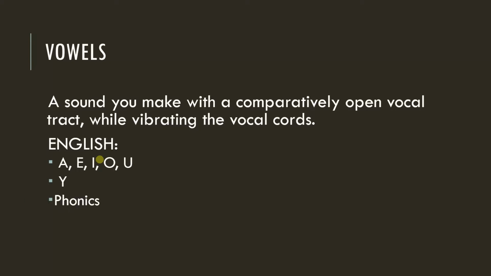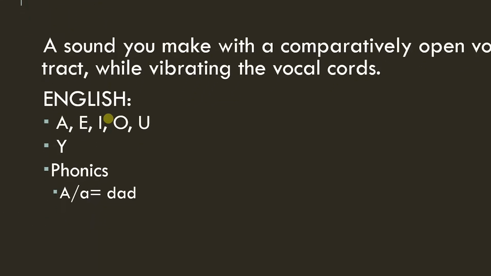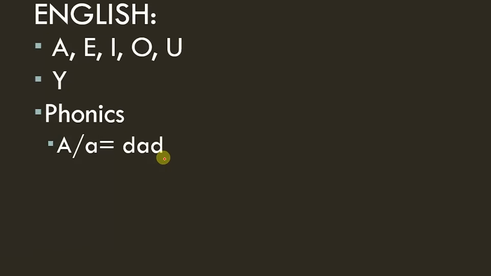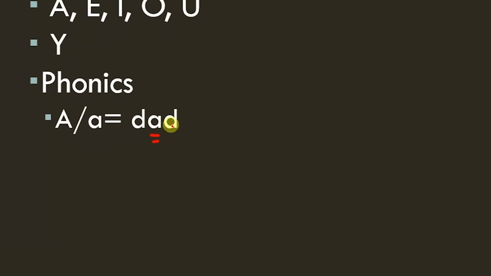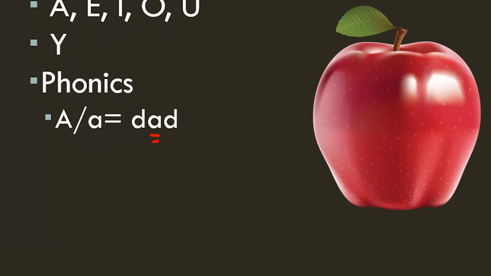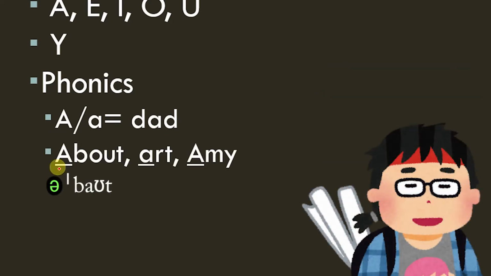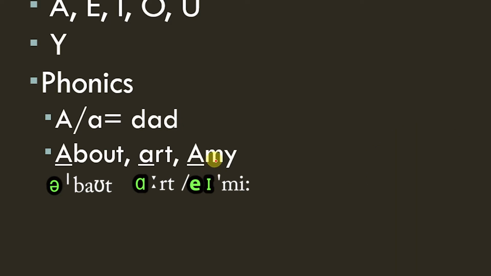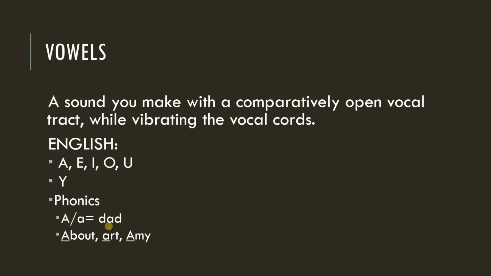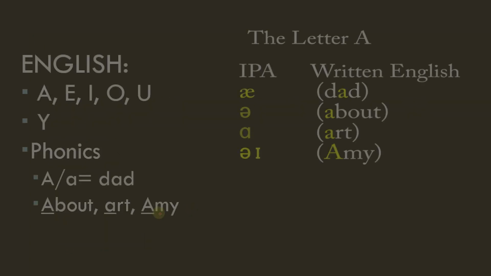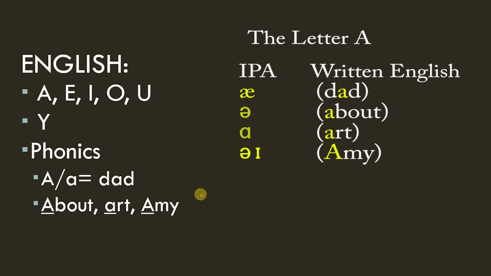Well, let's talk about phonics a little bit. We have this wonderful letter in English called A. And that A makes the A sound, like dad or apple. What about words like about or art or Amy? Alright, so do you guys see a problem here? It's like a here, here, here, and a here. In English, sometimes we use one letter to describe many sounds. Luckily, this almost never happens in Japanese.